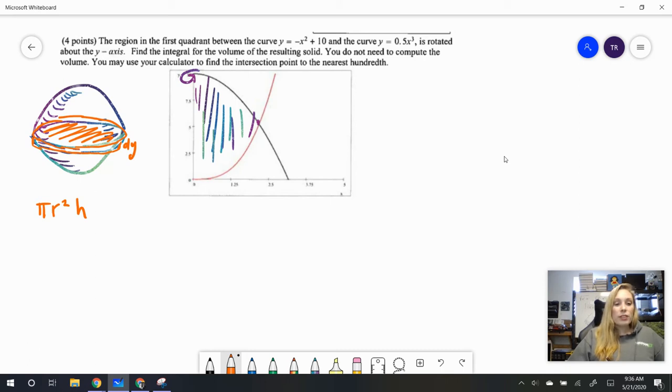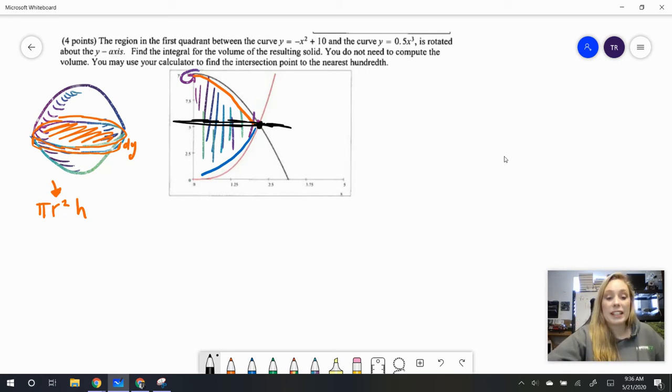Now we can cut an infinite number of these cylinders all the way through this, and the thing that's going to be changing is your radius. Your radius is changing depending on the equation that you're using. On the top half, our radius is changing differently than it is on the bottom half. So I'm going to cut this shape into two, right here. And if I cut it right there, I really do need to know what that intersection point is.